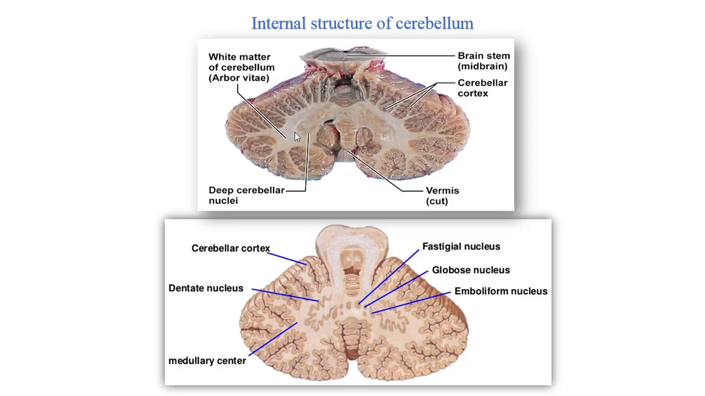And deep within the white matter of each hemisphere are 4 masses of cerebellar nuclei. From lateral to medial, they are the dentate, emboliform, globose, and fastigial. Note that the emboliform and globose are collectively referred to as the interposed nuclei.